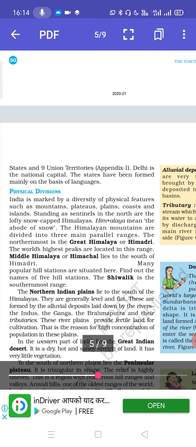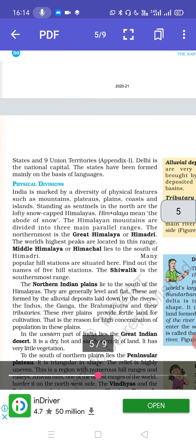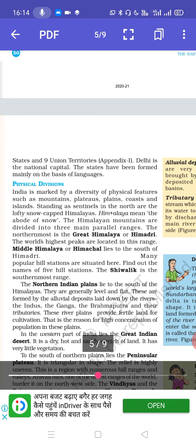Standing as sentinels in the north are the lofty snow capped Himalayas. Him plus Alaya means abode of snow. Him means snow, and Alaya means a place to live in. So, that is a place of snow, that is known as abode of snow.